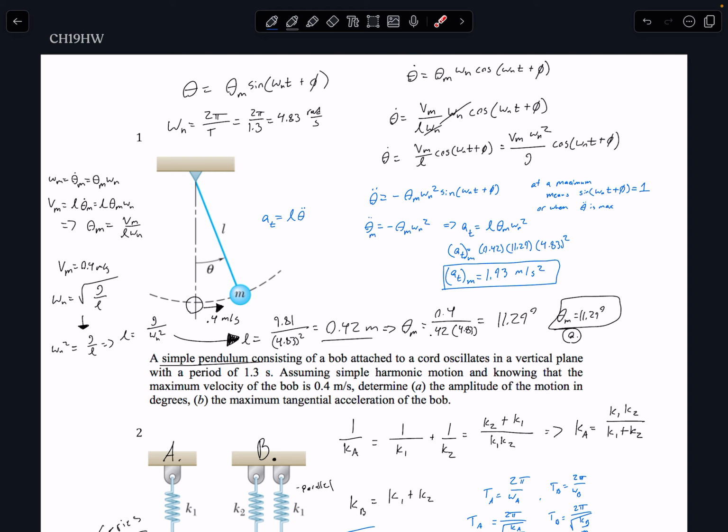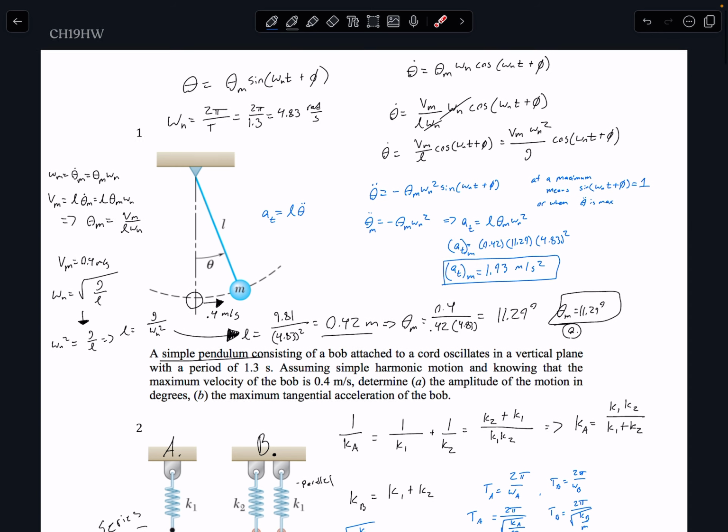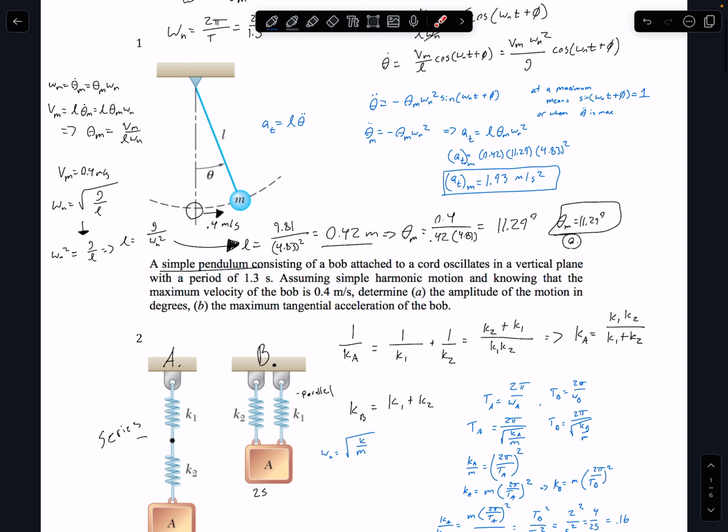Trying to remember what I did here. Oh, we know that length is equal to g divided by omega n squared. That doesn't really matter. Then we can take the derivative of this, or just that guy, actually, a little simpler. Again, we get theta double dot, and we're assuming a maximum, sine equals 1, and that would be when theta double dot is equal to max.